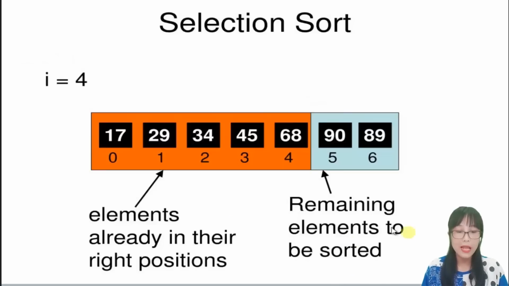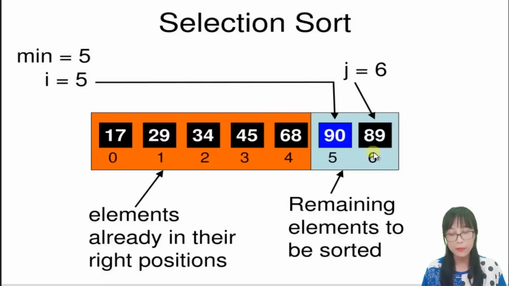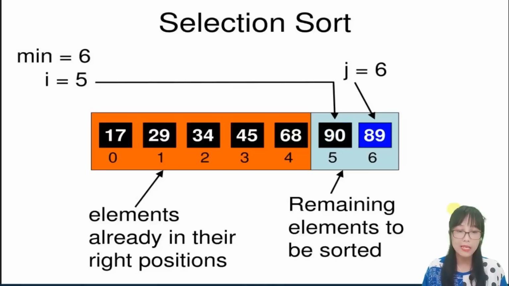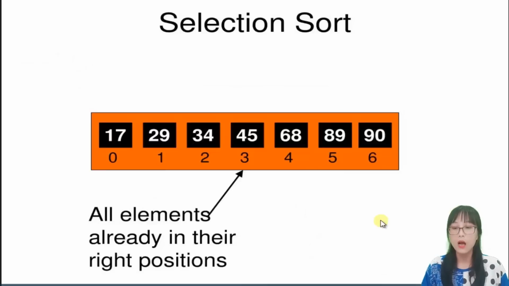Swap. Remaining elements to be sorted. Find the smallest key in the unsorted part of the array. Min index is 6. I will swap element index 5 and element index 6. All elements are now in their right position.